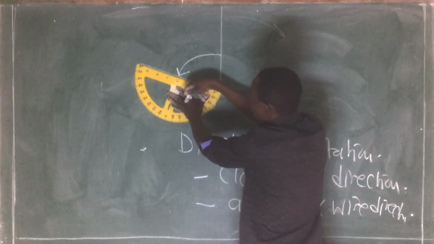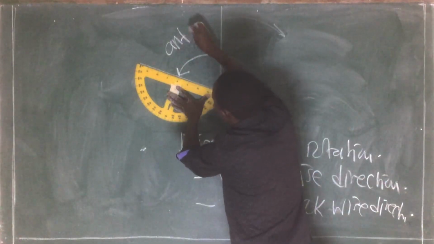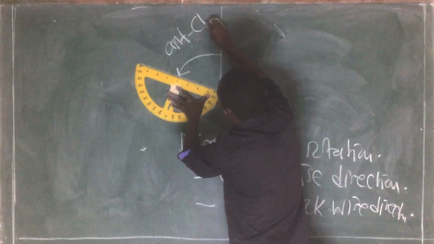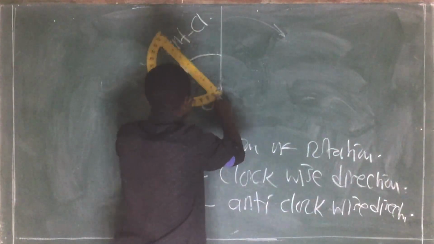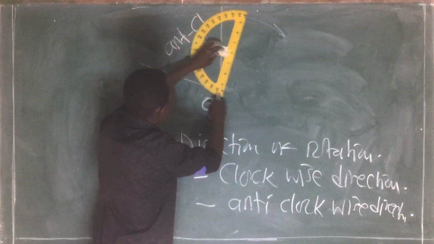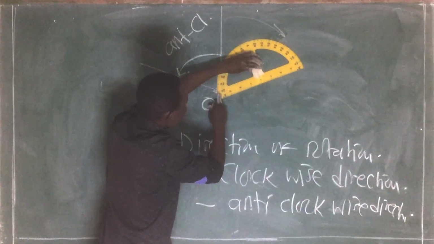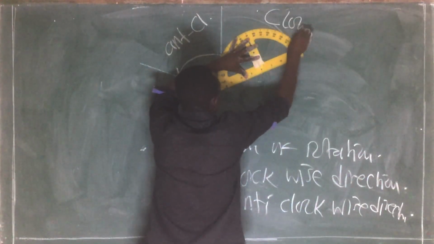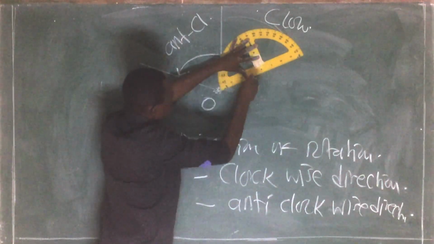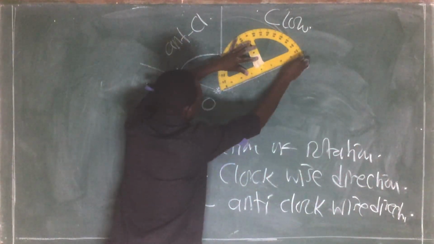I'm moving to the right, this is clockwise, right? If I move from this line towards this way, that is the clockwise direction, right? So here also, an angle is created.